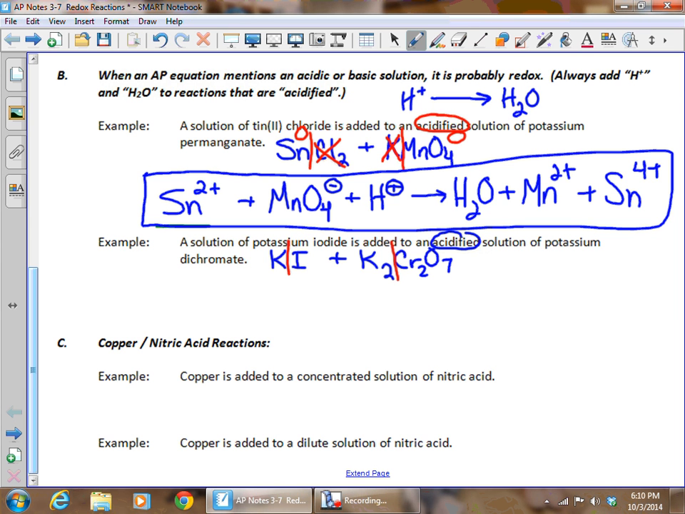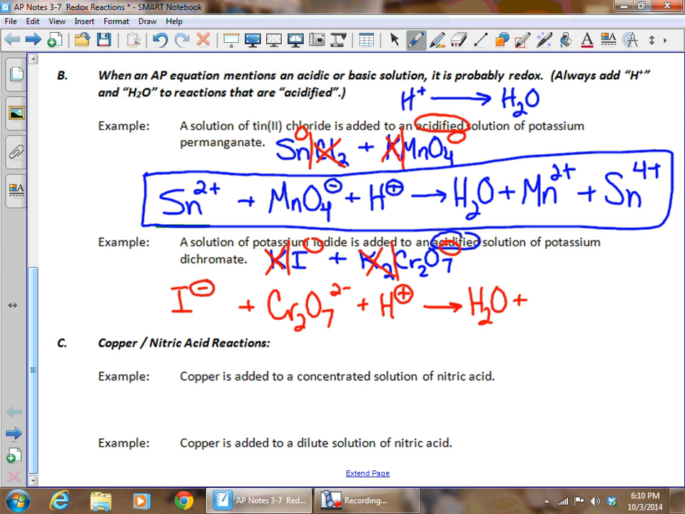That acidified again is what tells us potassium is going to drop out over and over again. So much better for us if we simply write down I- and Cr2O7 2- first. Now, it's acidified. Again, I'm not doing what I said I should do, and that's write down the H+ and the H2O before I even get started.